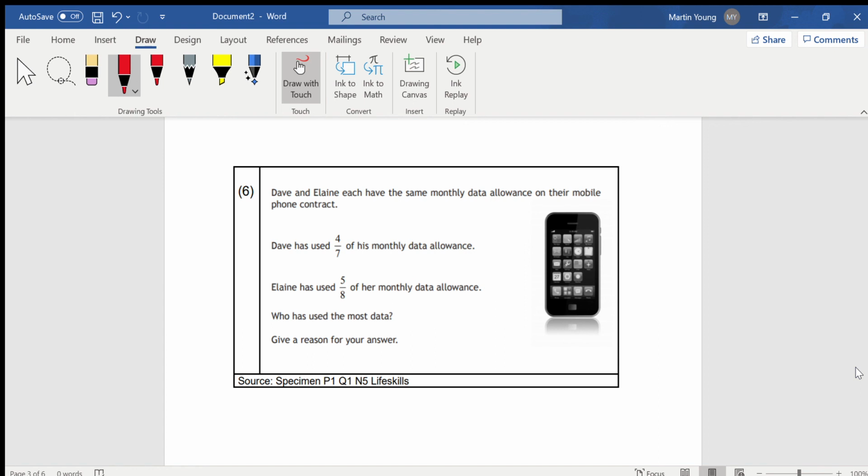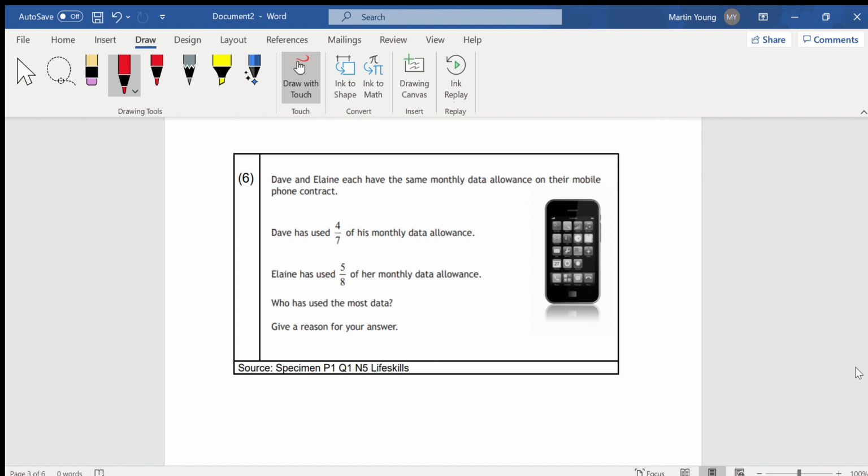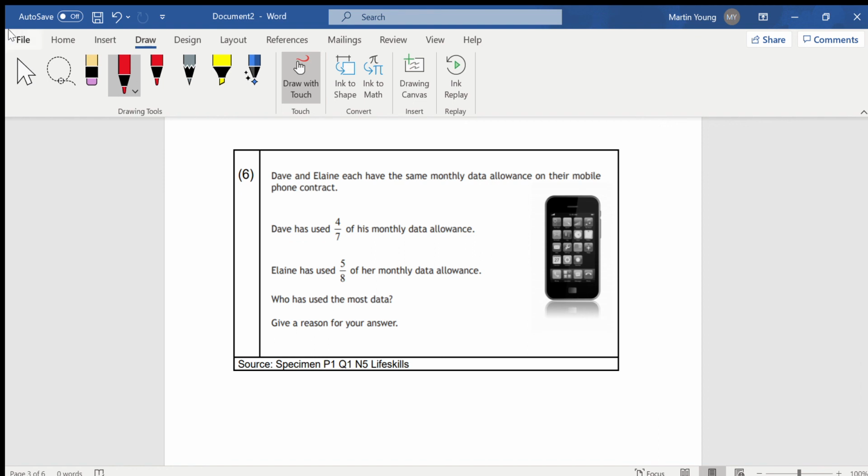Something else that I could do if you were really struggling is you could set out division sums. You could do 4 divided by 7, 5 divided by 8, and keep going until you get to a point where you're able to decide which one's the most. What I'm going to show you though is making the denominators the same. So there is a couple of options. Make sure you're comfortable with all of them, I guess. One thing you can just do is make the denominators match.